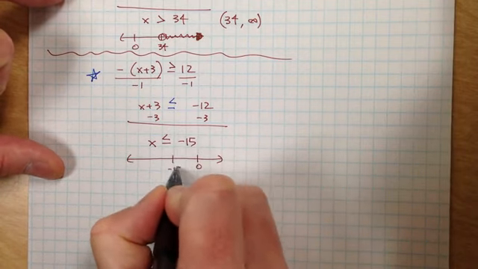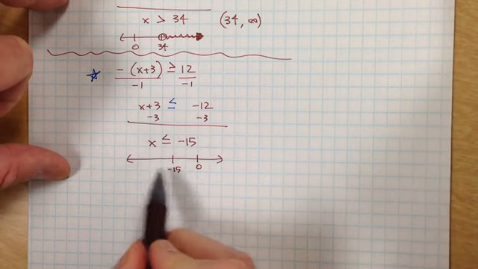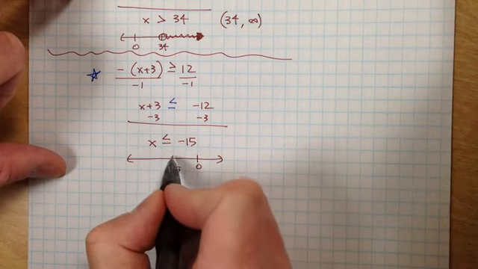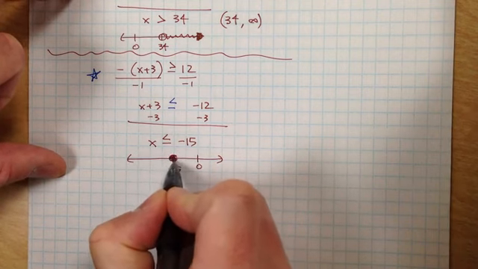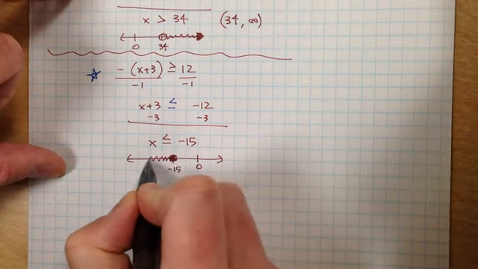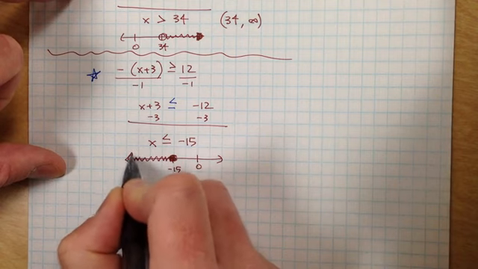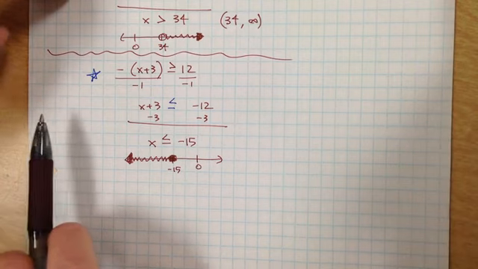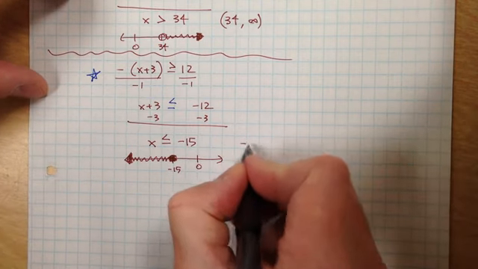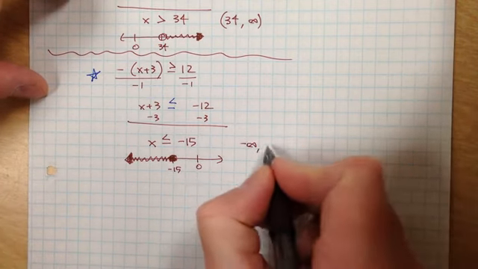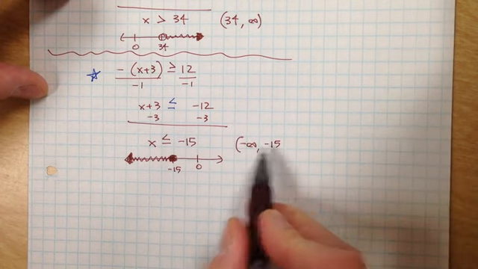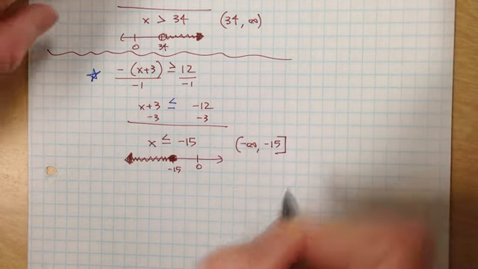0, -15, less than or equal to -15. That is a solid dot because it has the equal component, and less than would be moving in that direction, getting smaller. Interval notation, moving left to right, we first encounter at negative infinity, and we go all the way to -15. Negative infinity gets parentheses. -15 is included, so that gets the bracket.